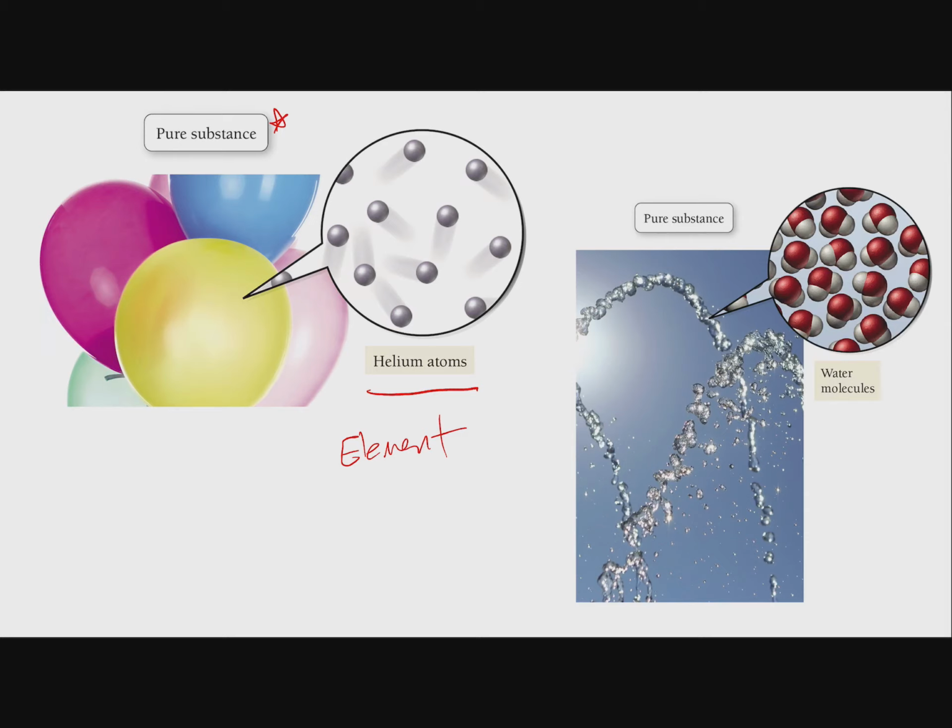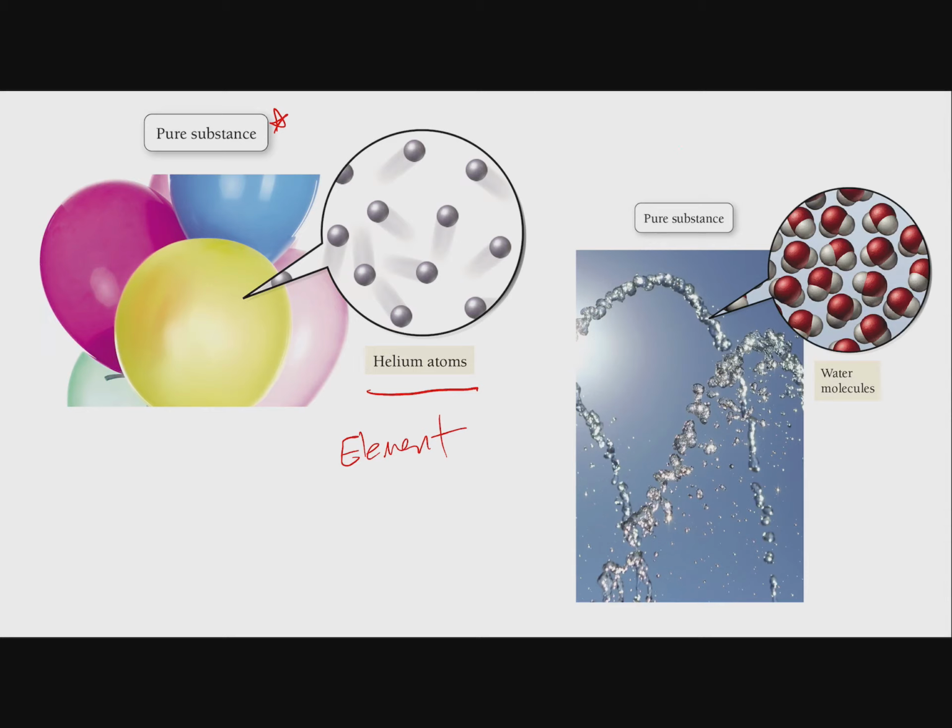All known elements are listed on the periodic table, and the periodic table can be found inside the front cover of your book. They're also listed in alphabetical order on the inside back cover of the book. So elements are easy to find, because if you find it on the periodic table, then it's a pure substance. Now let's talk about compounds.